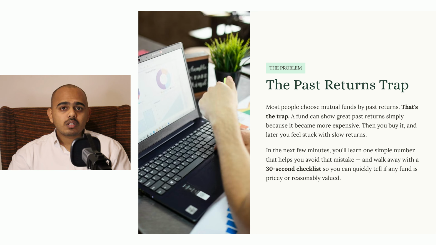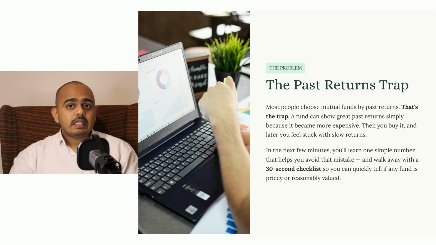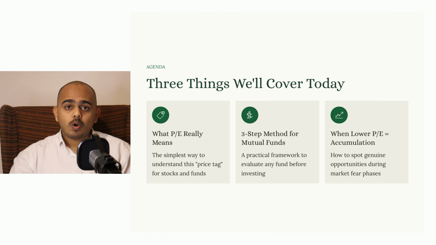You will have a 30-second checklist. So before you invest, you can quickly tell: is this fund looking pricey or reasonably valued? Even better, today itself, you can check any fund in under one minute and get a clear answer. Three things today: what PE really means, how to use it in mutual funds in three steps, and when a lower PE can actually be a good time to accumulate.